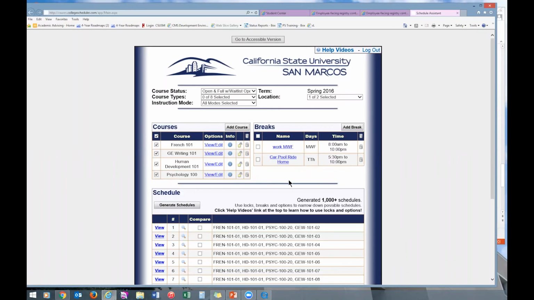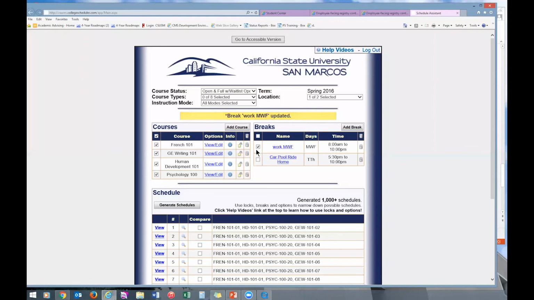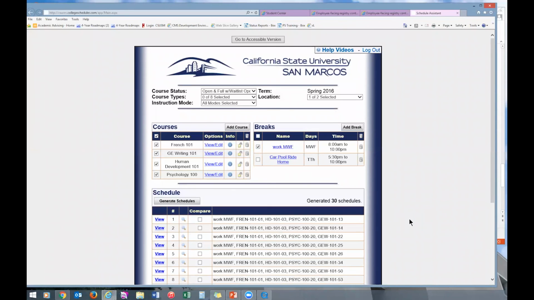But then Casey remembers, oh, you know what, I'm trying to take classes on Tuesdays and Thursdays. So she clicked Add Break, and she said, on Mondays, Wednesdays, and Fridays, I cannot take classes between 8 a.m. and 10 p.m. So she saved it. Now, if she puts that into the mix and she clicks Generate Schedules, it drops down to 30.